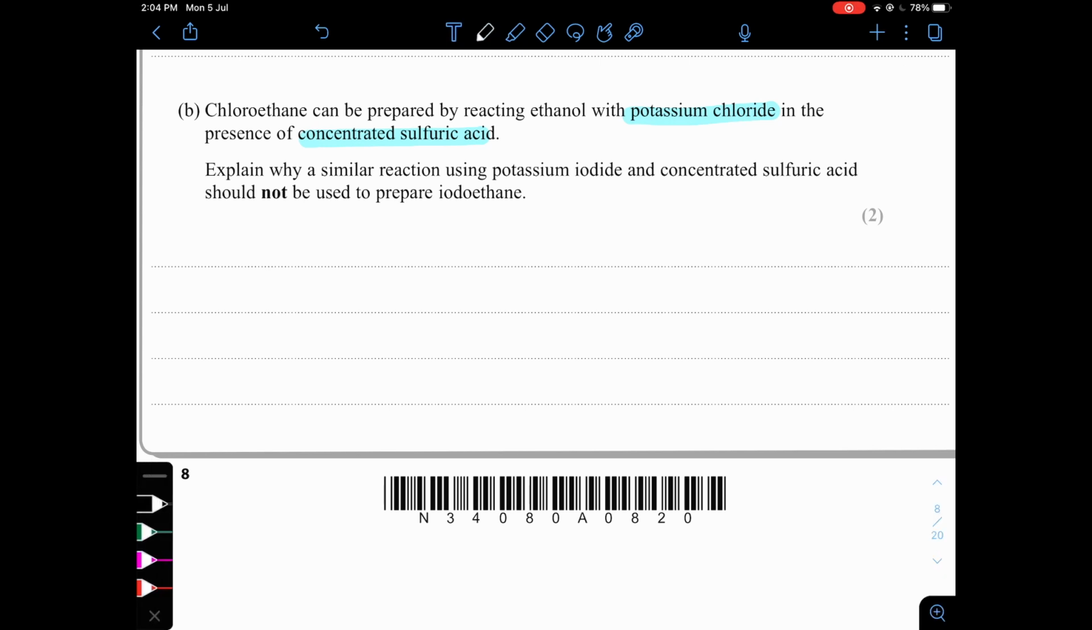using potassium iodide and concentrated sulfuric acid should not be used. So that's the key. It should not be used to prepare iodoethane.